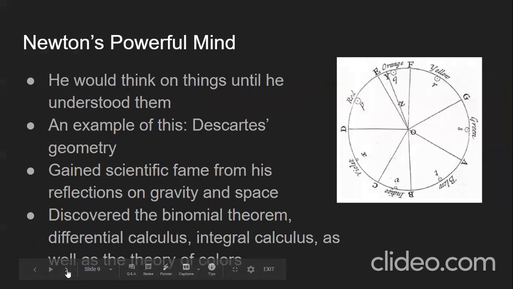Yeah, but he was a very powerful mind. He just had a way of thinking on things until he understood them. He would just think about things continuously until he could really grasp it. An example of this is he read Descartes' geometry, which we talked about earlier. He just read that over and over until he understood it. And this was without any outside help. He would just read it over and over by himself until he understood it, and eventually he did. So yeah, he was a genius in many different areas.